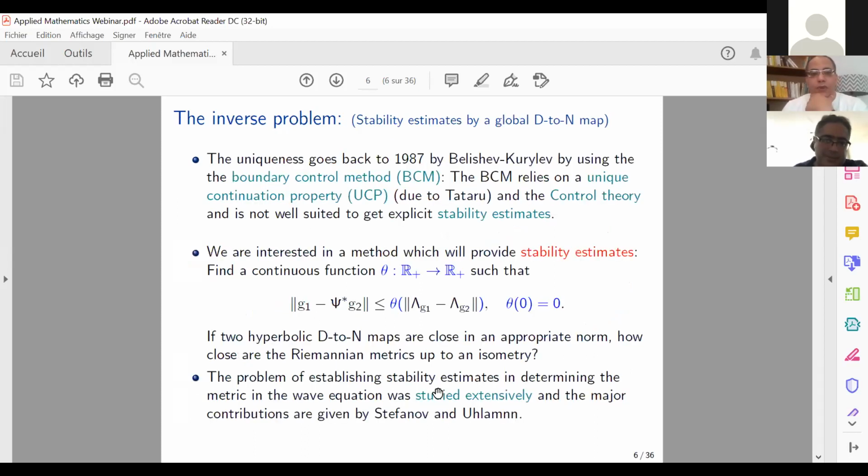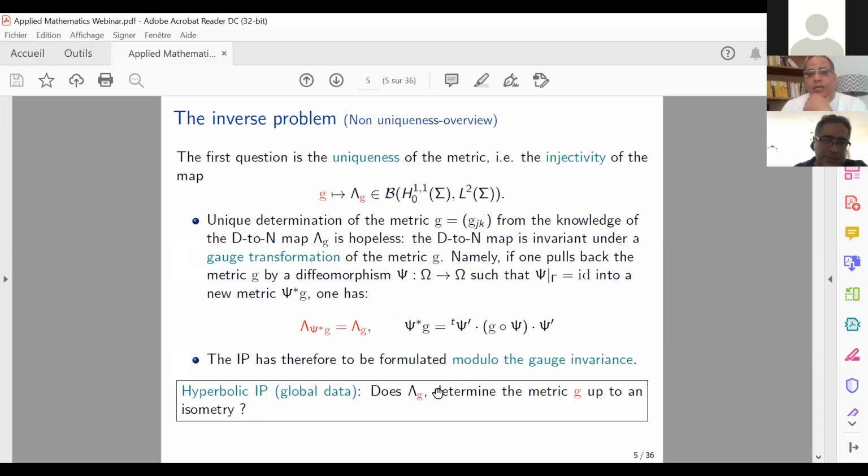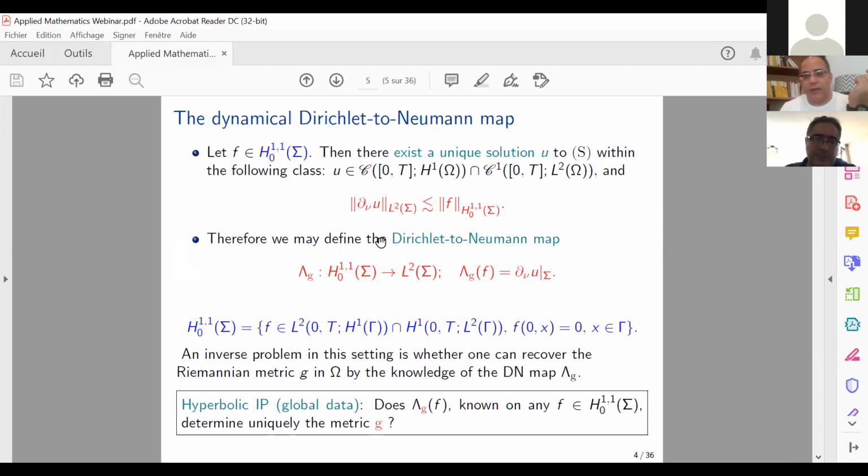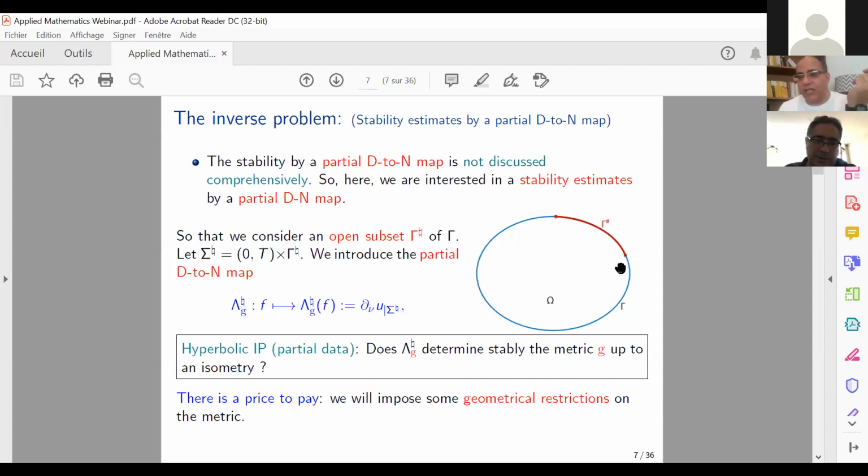The majority of the works is about to identify the metric G by the knowledge of the Dirichlet-to-Neumann map on the whole boundary. So we measure the flux of the solution, or the normal derivative of the solution, on the whole boundary. But physically speaking, this is not realistic. For example, we have access only to a small part of the boundary, for example, just gamma sharp.